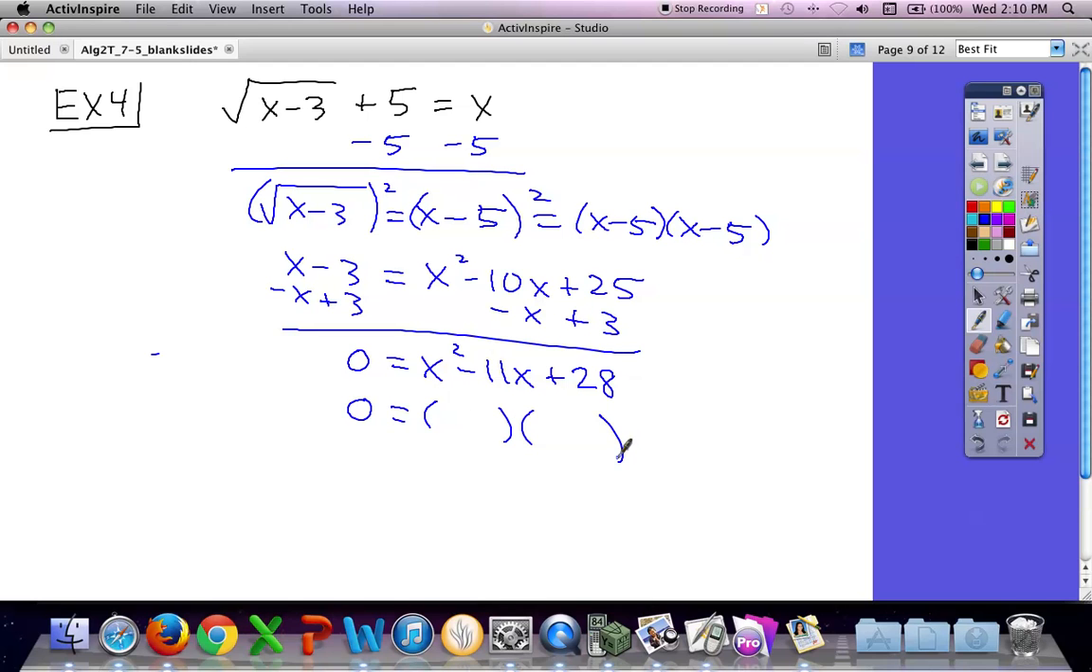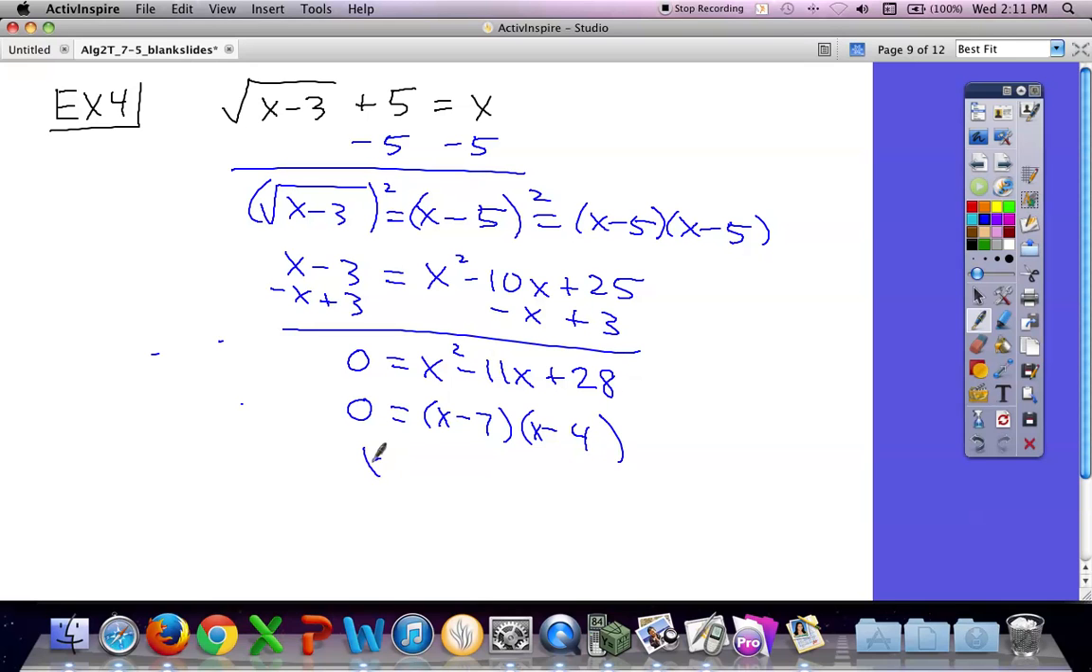Just remember, it's a simple quadratic because it has a 1 in front of the x squared. So you just say what two numbers? The product is 28 and the sum is negative 11. Minus 7, minus 4. So x minus 7, x minus 4, sorry. So remember, the reason we put it in factored form equals 0 is because we know that if a product equals 0, one of the factors must be 0. So now we can just solve each factor.